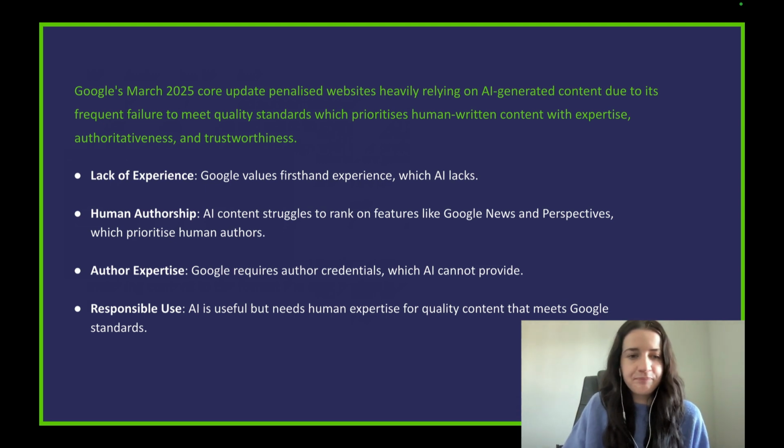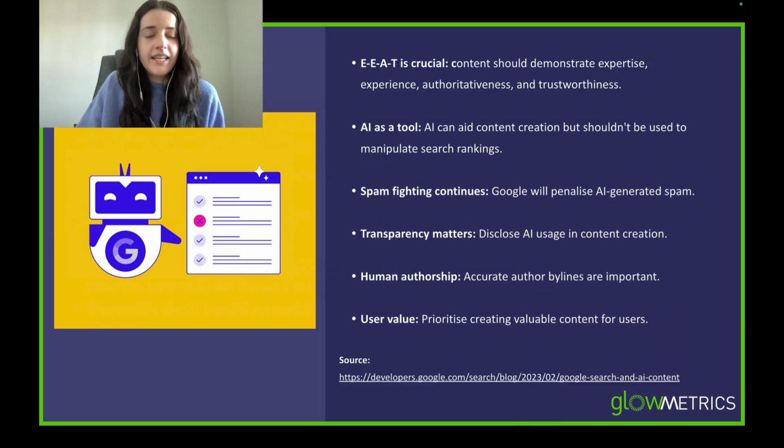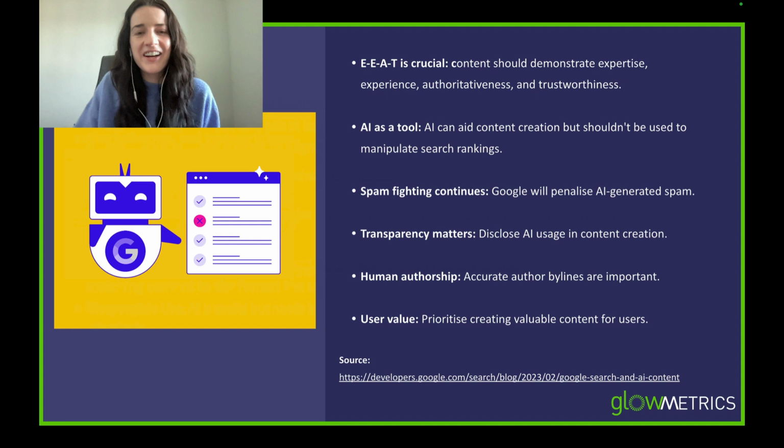So the lack of experience. Google will always value first-hand experience, which AI lacks. Human authorship. AI content will obviously struggle to rank on features like Google News and Perspectives, which prioritize human authors. And author expertise. Google requires author credentials, which AI cannot provide. And responsible use. AI is useful, but always will need human expertise for quality content that meets Google standards. And then EEAT is crucial. I know I've said this throughout, but content should demonstrate your expertise, your experience, your authoritativeness, and your trustworthiness. It is key for success, especially in this AI era.